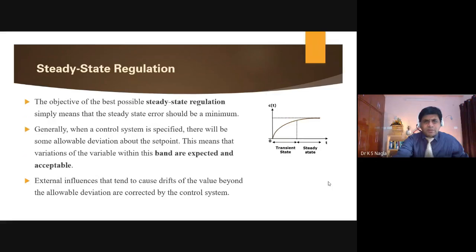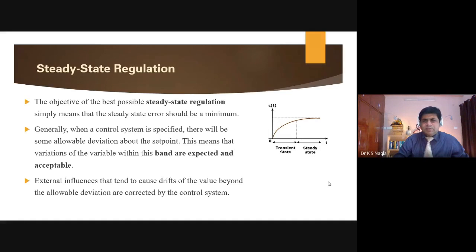The second objective or requirement is steady state regulation. Again in this diagram, you will observe that the graph is in the time domain and the output is C(t), and the dotted line is showing you the set point line. Whenever you are switching on the system, there is a transient state in which the controller is taking action, and the final control element is trying to stabilize the process, and the process starts going on at a steady state. So this steady state regulation is very important.